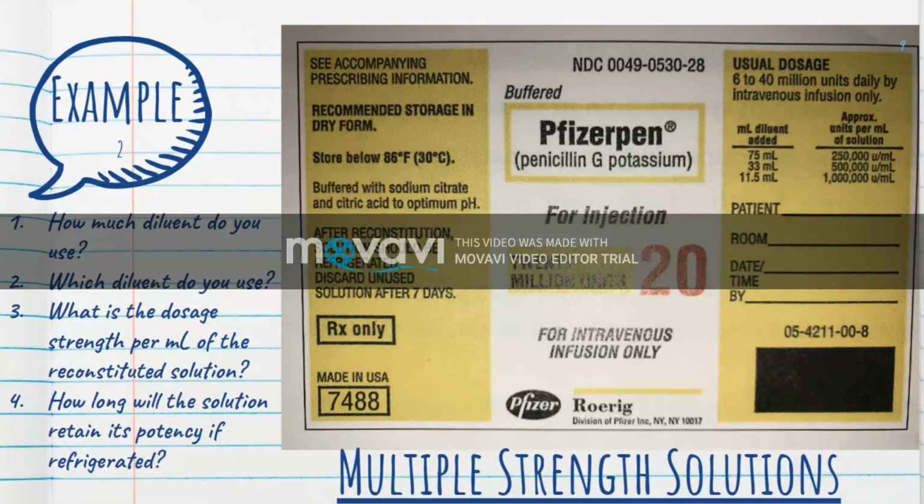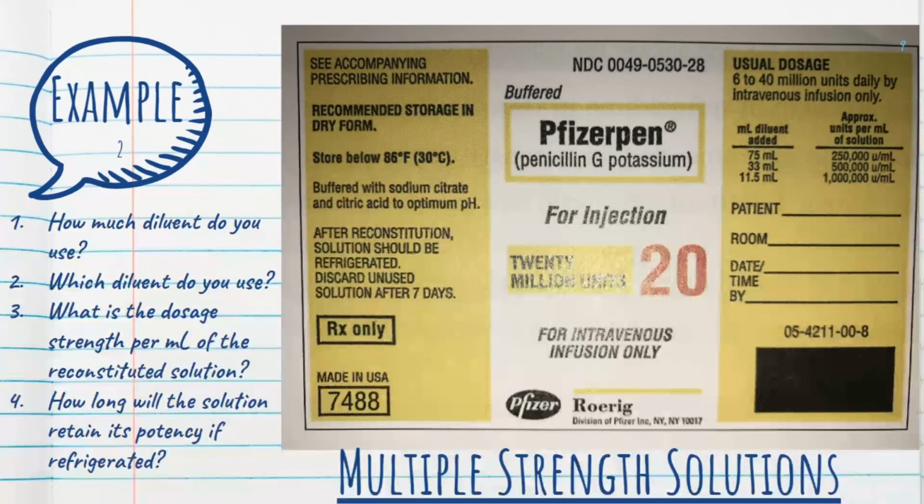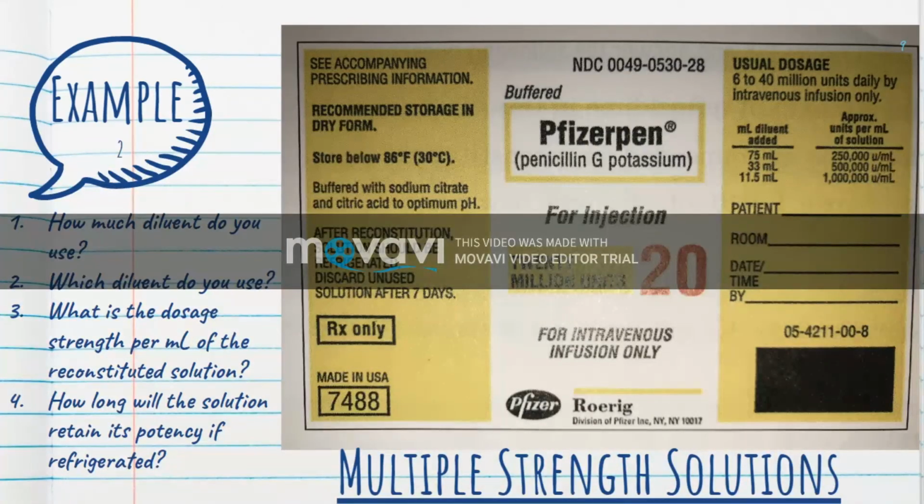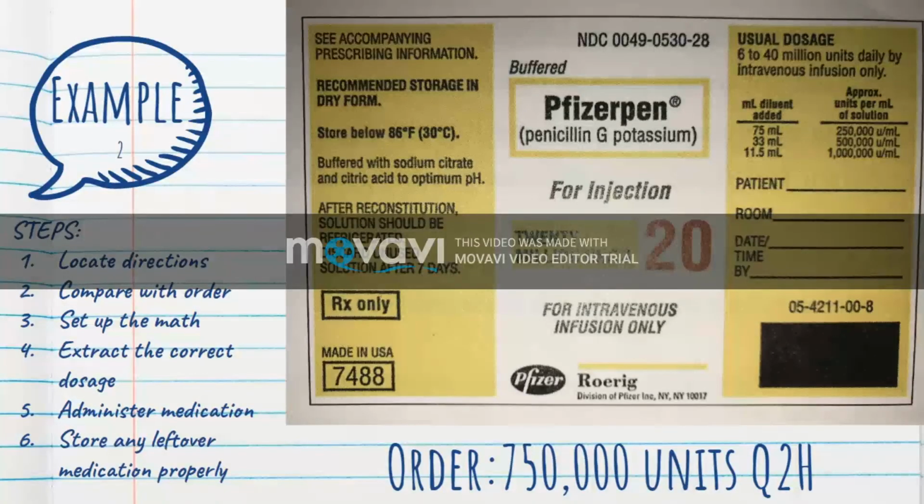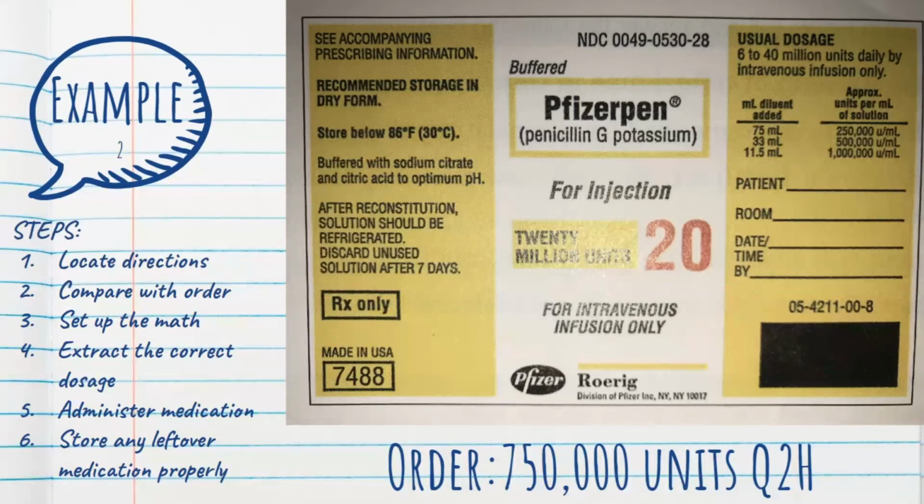So this is where it could be different depending on the different amounts of diluent that you use. And how long will this reconstitution last if refrigerated? It said that it should definitely be refrigerated and it should be discarded after 7 days. Just read your package at least 3 times. Okay, so what we're going to do, look at our order. It says 750,000 units every 2 hours.